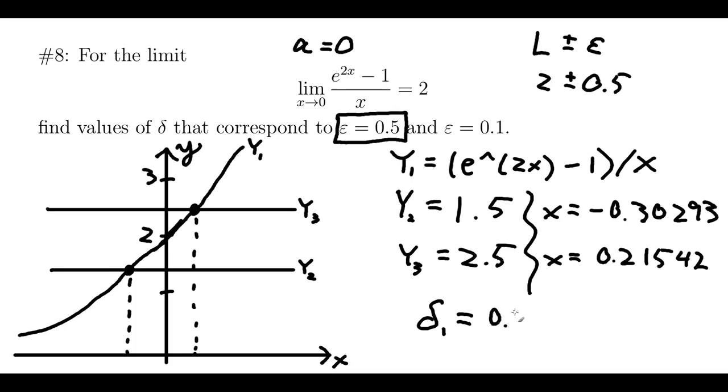So we would just take the 0.3029. Now there are a couple of things to remark about here. One is that this particular problem is a little bit easier to interpret because our a is 0. We're looking at how far above and below 0 we go. So the x values we find, if you just strip away the negative, that's the delta. That's how far away it is, right?